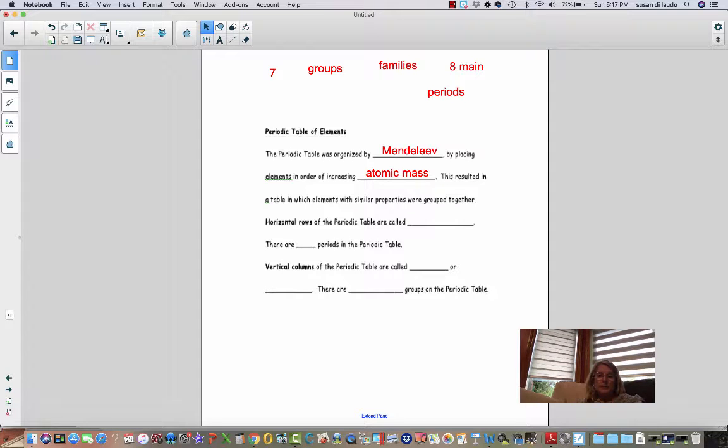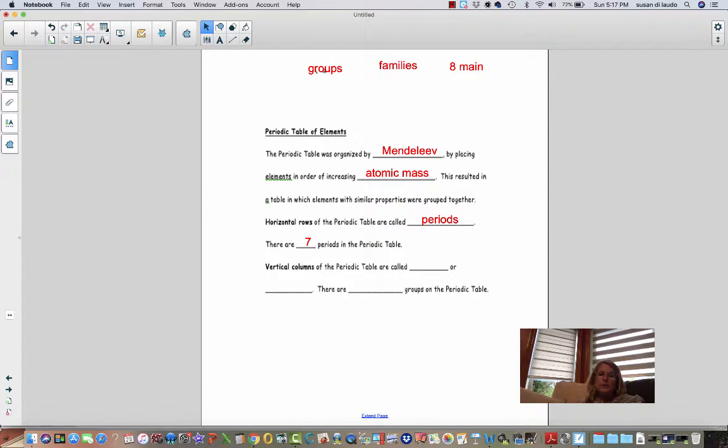So today we don't use atomic mass to arrange our periodic tables, but we use atomic number, and that reflects the number of protons in the element. So when we look at our modern periodic table, we see these rows and columns. The horizontal rows that go left to right on the periodic table are called periods. If you take a count on your periodic table, you'll see that there are 7 periods. There are 7 horizontal rows.